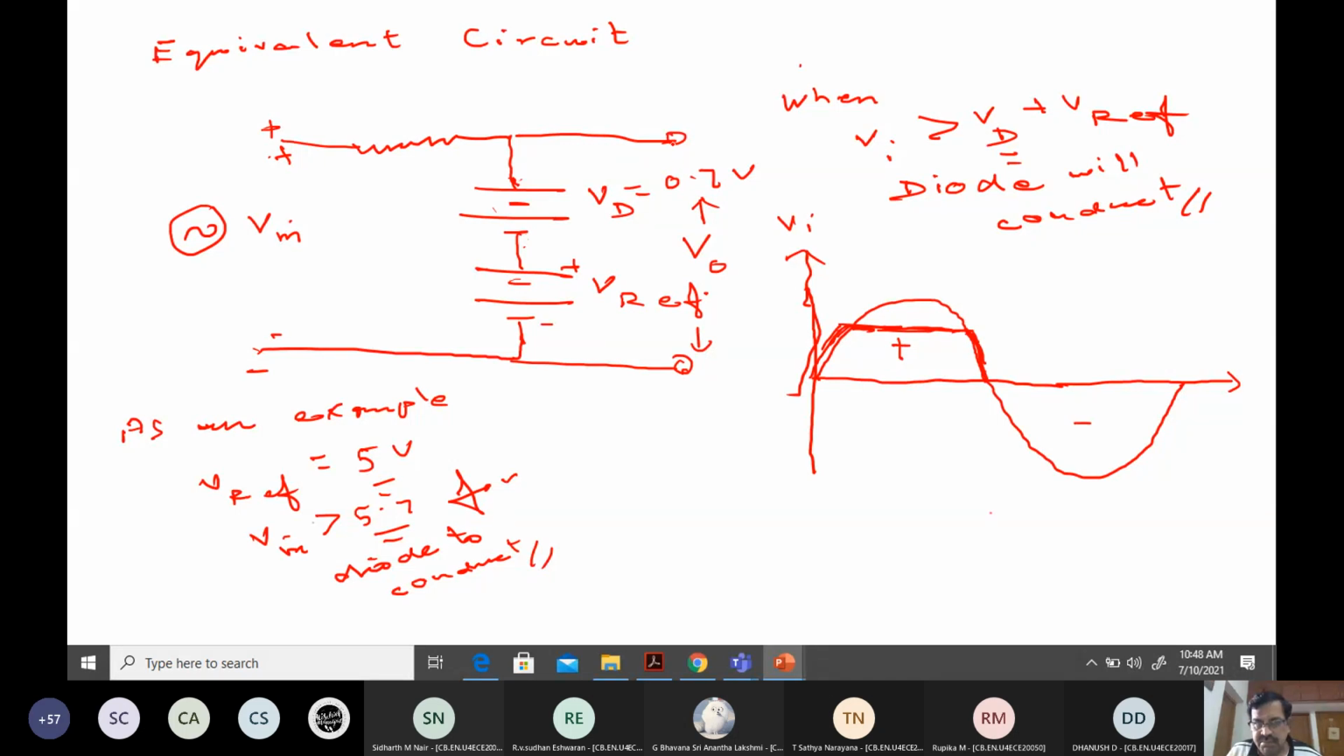Because I am measuring across this, and in the equivalent circuit, the moment I put VD as 0.7, let us say I have applied 5.7 in this case, and V reference as 5 volt, I will be able to get the voltage measured across that, and this voltage will appear for all voltages above that. But for all voltages below, the diode does not conduct. Therefore, this will be an open circuit condition, in which case the output will be following merely the input. Therefore, I will get a signal like this.